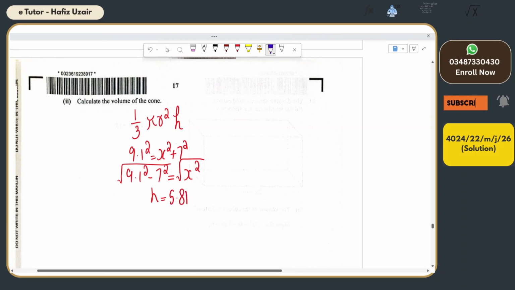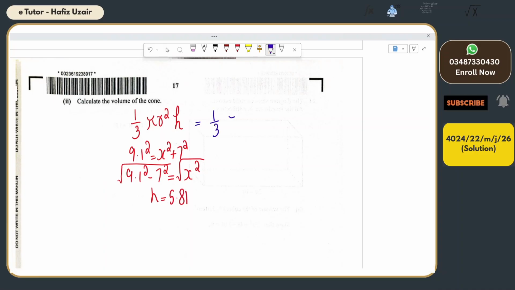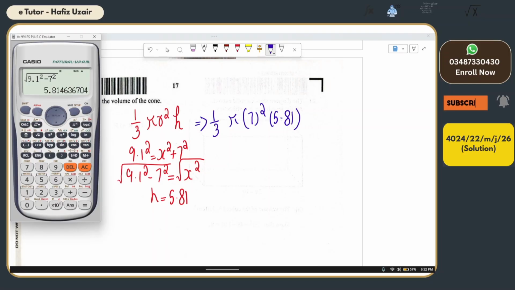Now let's substitute the values here. It will be 1 over 3 times pi times the radius, and the radius over here is actually 7, so 7 squared, and the height is 5.81. All right, now let's find out: 1 over 3 multiplied by pi multiplied by 7 squared multiplied by 5.81.